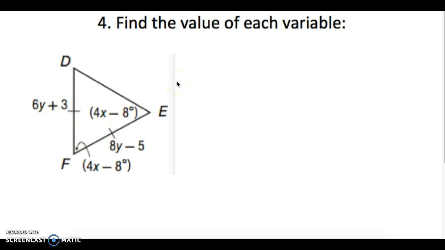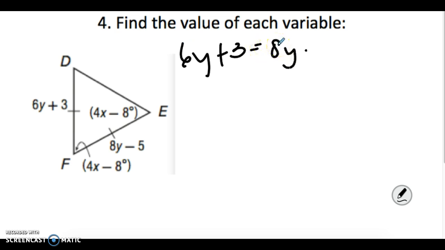So I know that 6y plus 3 is equal to 8y minus 5. When I solve for y, I end up getting that 8 is equal to 2y, and then y equals 4.